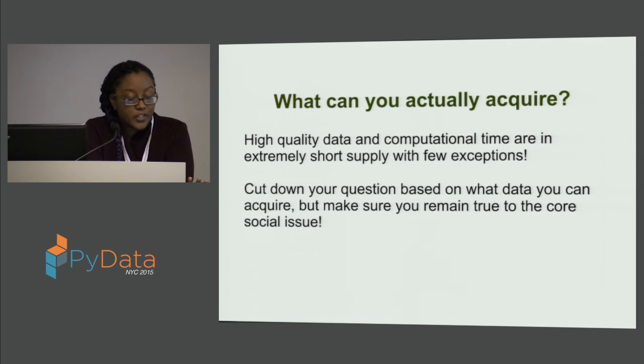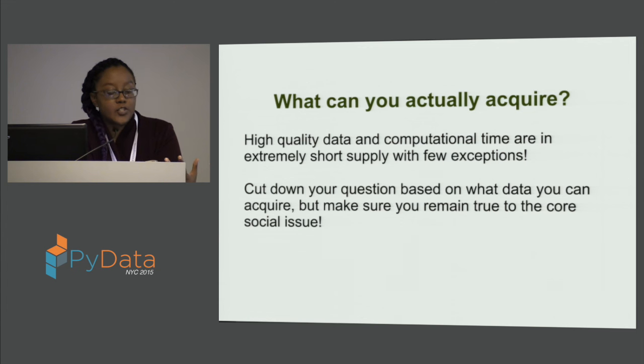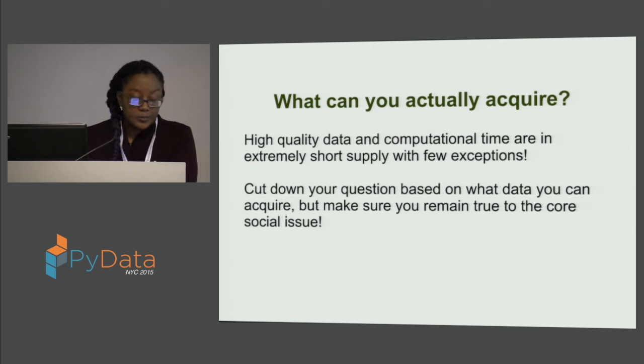High quality data, as we all know, and computational time are in short supply, with few exceptions, particularly in social science fields where the research just hasn't been done yet, or people haven't thought to collect data on certain things, or collect data well on certain things. Even our more realistic idea to solve this problem was just not possible because of the limited amount of data. And so we had to cut this down even further to consider what data we could get within our 4-week time limit while still remaining true to the problem.